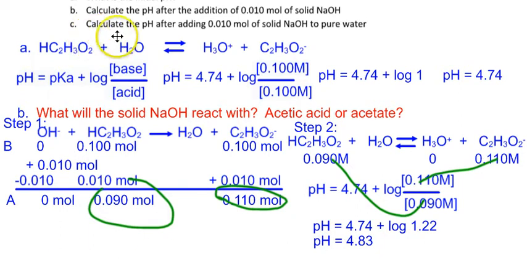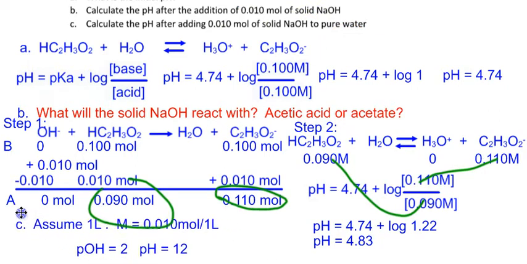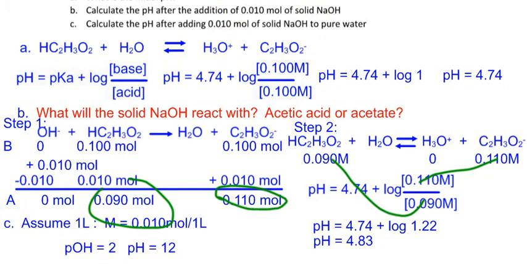And now letter C is calculate the pH after adding 0.10 moles of solid sodium hydroxide to what? No buffer. So over here, I just said assume 1 liter. So then the molarity will equal 0.01 molar of your base. So your pOH is equal to 2. So your pH is 12.